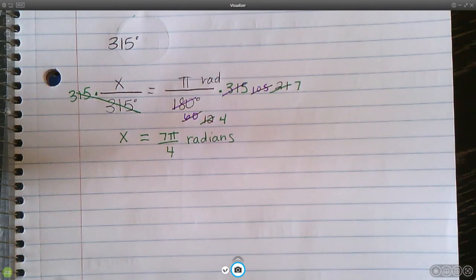Okay, that's all you have for today. There's an IXL link on the calendar that you need to complete. And then tomorrow we are going to convert going in the other direction.